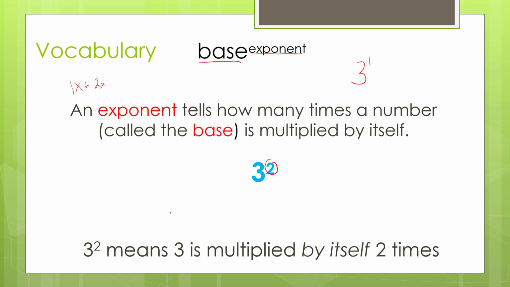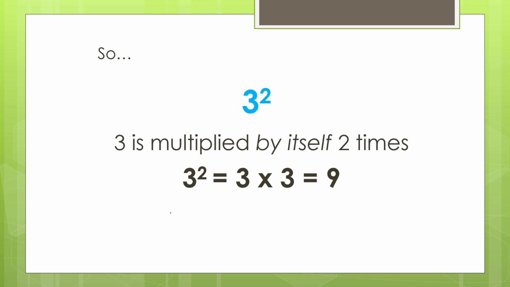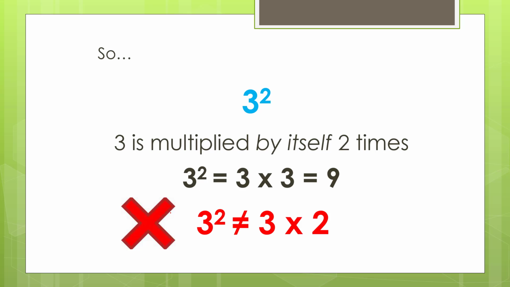3 squared means 3 is multiplied by itself 2 times. So 3 squared, 3 is multiplied by itself 2 times. It's equal to 3 times 3, which is equal to 9. 3 squared is not equal to 3 times 2. And I'm going to go ahead and tell you this is a very, very common mistake that I still see even in high school students. They rush through a problem, they see the 3 and the 2, and they go ahead and multiply. Please do not let that be a mistake that you make.